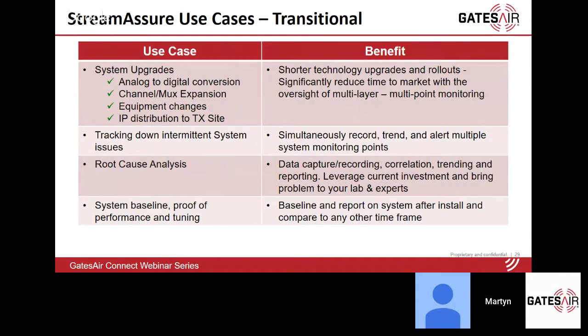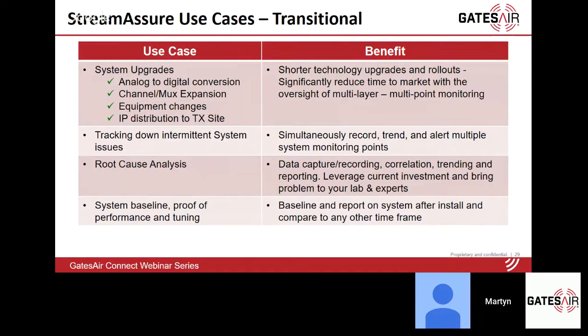You can also look at tracking down intermittent system issues. These historically have been very, very hard for the broadcaster to understand what happened. By monitoring the system in many, many places, the streams, the equipment, you can see a much better opportunity to see where the system intermittents were being created. And then you can record, look at trend lines, and have alerts at different levels and things beyond that if you want to.